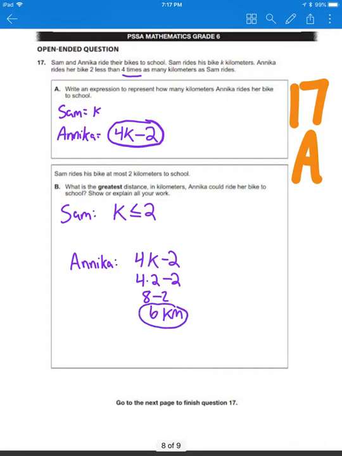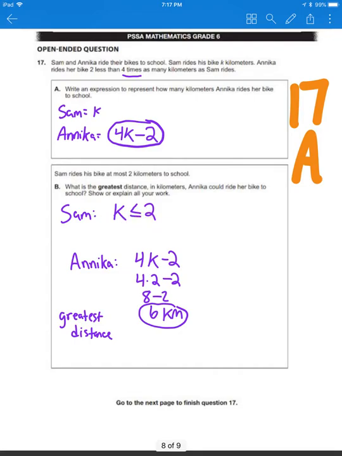I'm also going to label that the greatest distance. Now, let's talk about show or explain all your work. What I just did here is I showed that the greatest Sam's could be is 2.